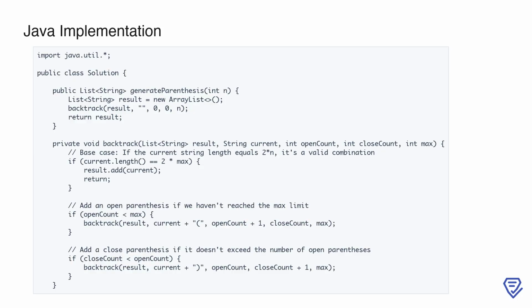The heavy lifting is done in the backtrack method. First, we handle the base case. If the length of the current string equals 2 times n, it means we've successfully created a valid combination, so we add it to the result list and return. Next, we check if we can add an open parenthesis. If the number of open parentheses is less than n, we make a recursive call, appending an open parenthesis to the current string and incrementing the open count. Similarly, we check if we can add a close parenthesis by ensuring the number of close parentheses is less than the number of open ones. This maintains the balance of parentheses while building the combinations recursively.